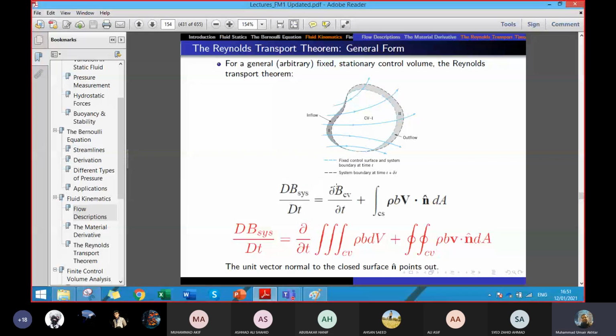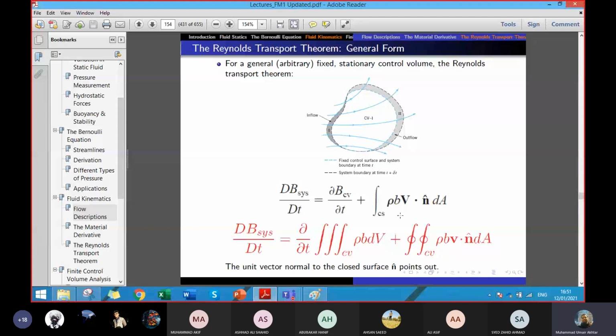If the flow is steady, if the system is steady, it means that there is no change in the control volume with respect to time. This first term would be zero. There will only be change in the system because of the inflow and outflow, right? Is it clear? Yes, sir.